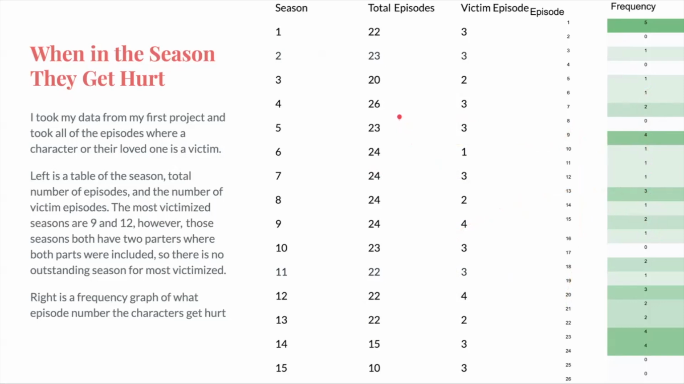So the most victimized seasons are season 9 and season 12. However, both those seasons have 2-parters where both parts were included. So really, there is no outstanding season for most victimized, but if you want to say it's 9 and 12, then it's 9 and 12.